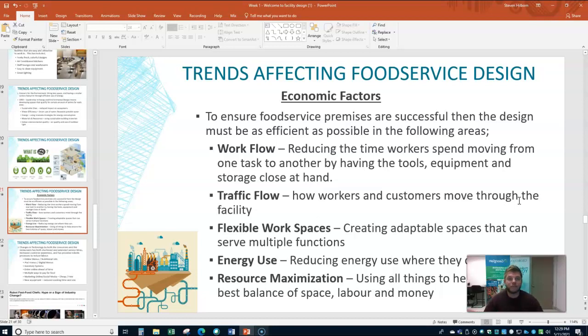So you have to make enough money to stay open to ensure that you can be environmentally sustainable and you can give back to the community. Some of the economic factors is that we talk about workflow: reducing the time workers spend moving from one task to another by having the tools, equipment, and storage close at hand. A perfect way is looking at a line setup in a kitchen or even a bartender setup behind a bar, ensuring they have all of the things in front of them that they need.